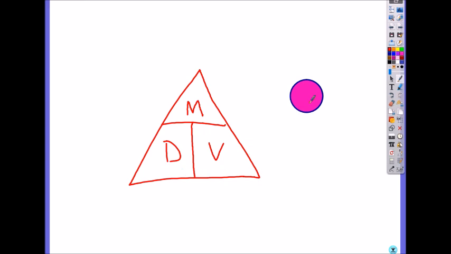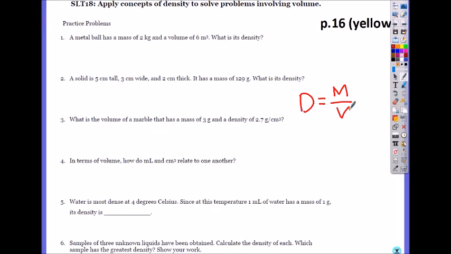Watch this. If you are looking for mass, just cover mass. Then, how do you find mass? It's density times volume. If you're looking for density, cover it. Then you do mass divided by volume. And if you're looking for volume, cover it. Then you do mass divided by density. The only formula that they give you on the formula sheet is density equals M divided by V.